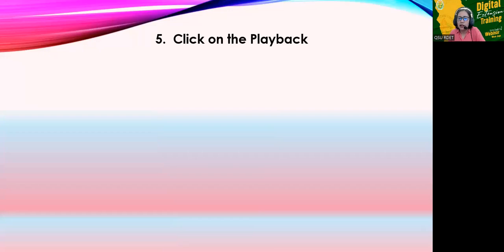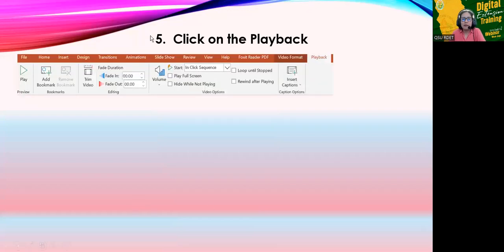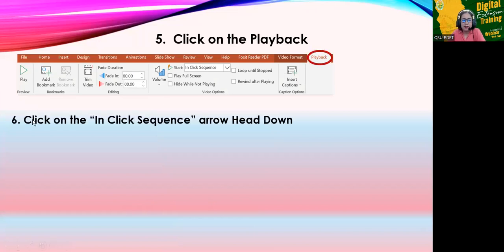For you to modify the functionality of the video that you have inserted, we have here step 5. You click on the playback menu. This playback will be activated once you have inserted a video and the video icon is active. So click on playback, and then click on the in click sequence arrowhead down, the one that is highlighted. Once you click this, three options will be displayed.